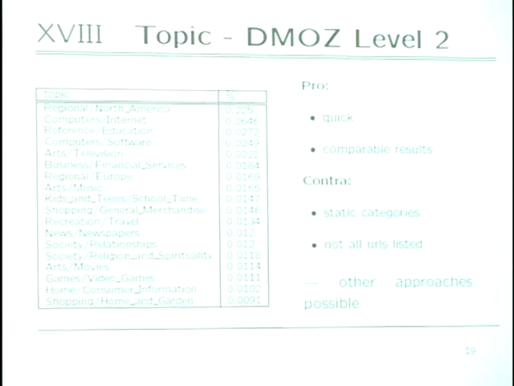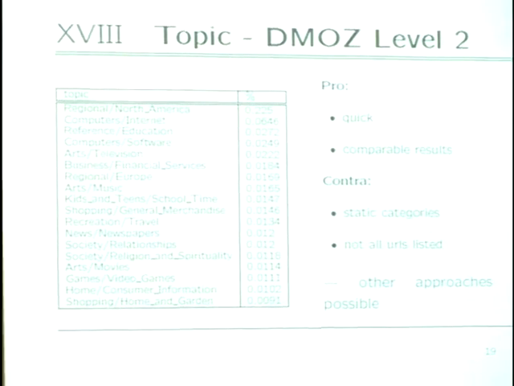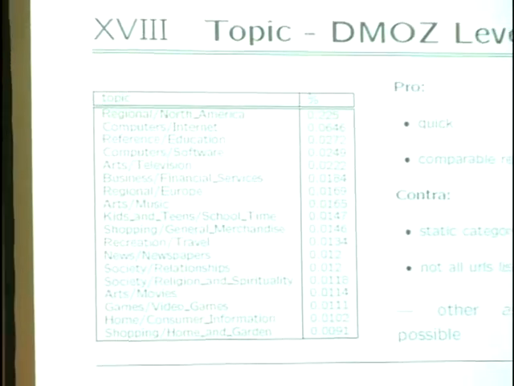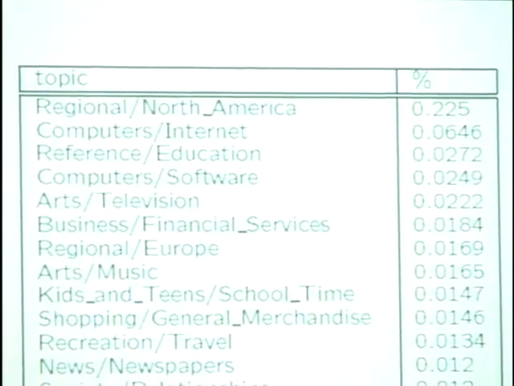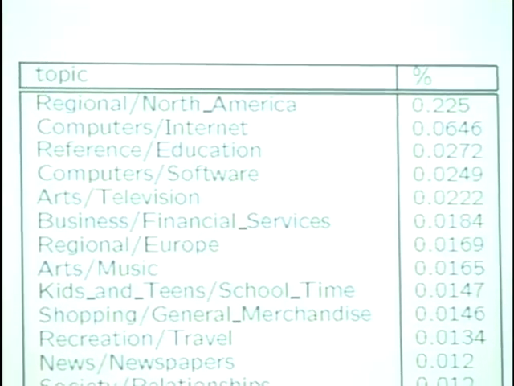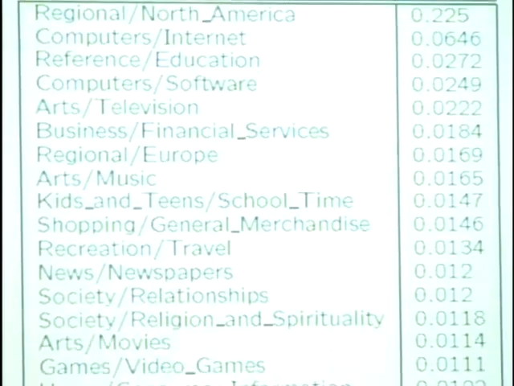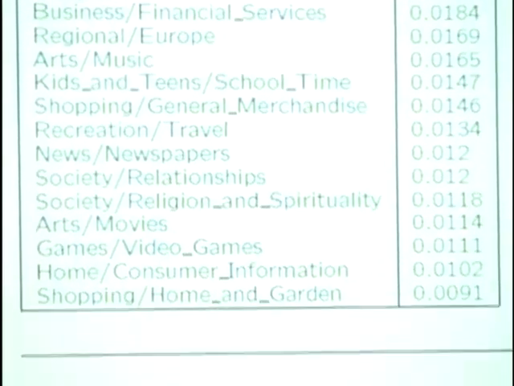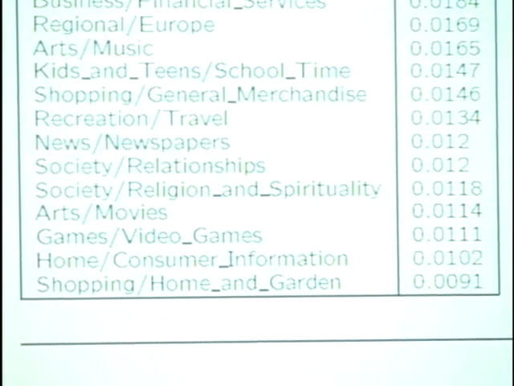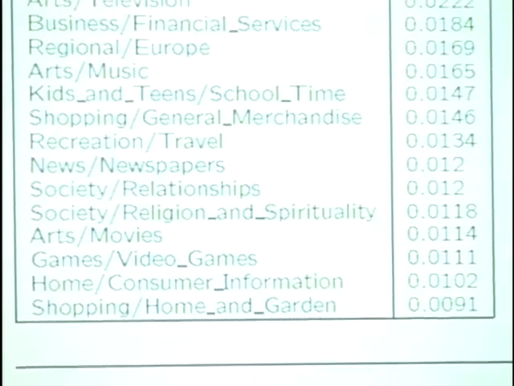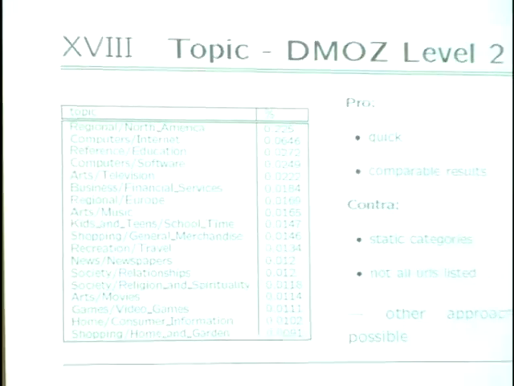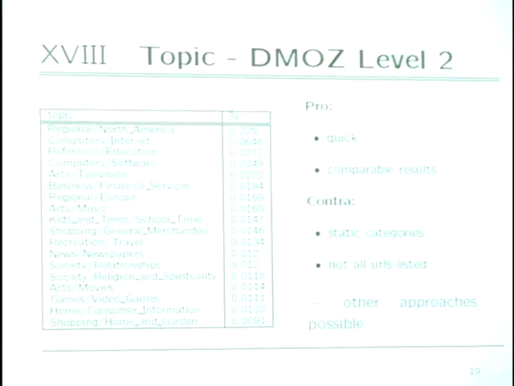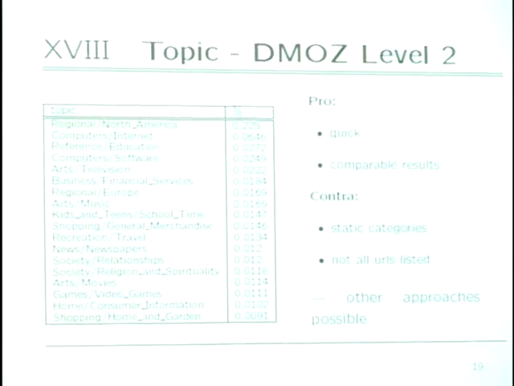So what are the pros and cons of this solution? Well, of course, the pro is that this is a very quick solution. It delivers comparable results. But the con is that you are bound to the topic categories of DEMOS. So there are much more sophisticated approaches possible. You can think of unsupervised clustering of search queries, where you cluster the terms by some collocation measure and you get a much more natural motivation for topic categories. But then you run into other problems, and so I did not show that here.